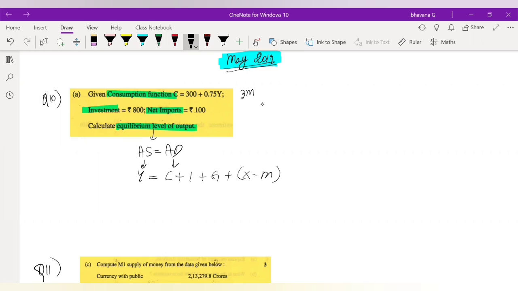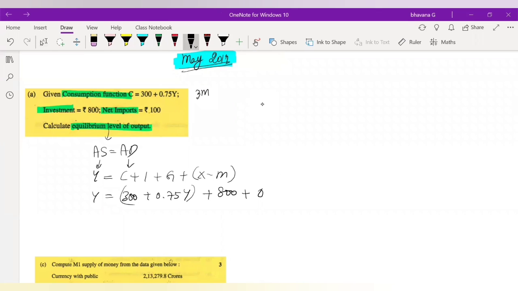Okay. So here you have to find out the equilibrium level. So here Y will be equal to your consumption function. What is your consumption function? It is 300 plus 0.75 Y. This is your consumption function. Plus you have an investment of 800. Here you don't have a government spending, so it is 0.